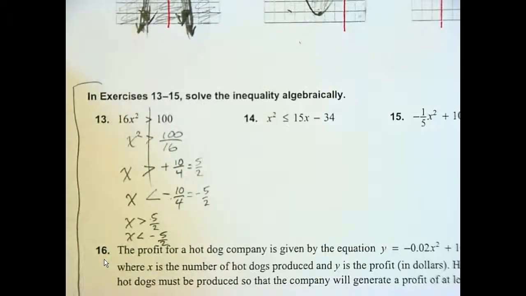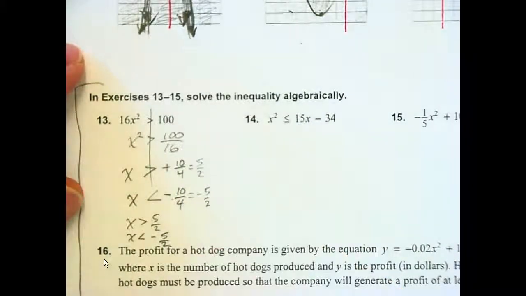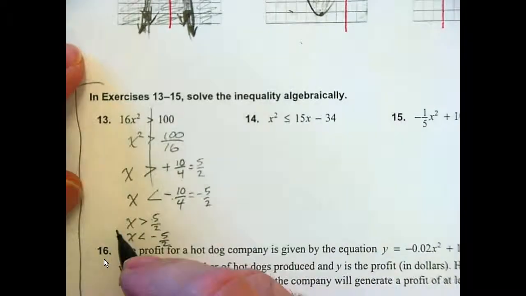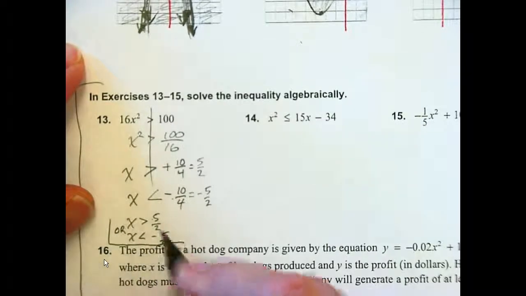Cool? Can x be greater than 5 halves and less than negative 5 halves? Is it possible for x to be greater than 5 halves and less than negative 5 halves? No, so this is called an OR situation. Okay?